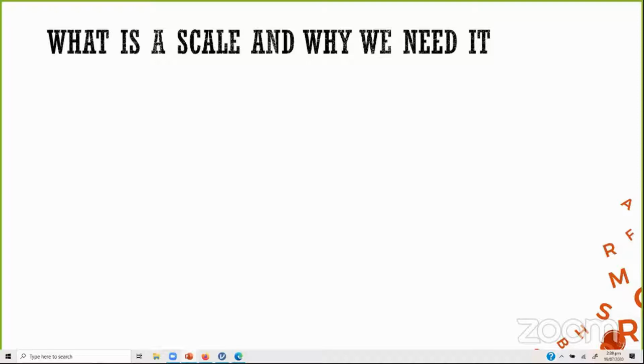In our last webinar, we did discuss how to develop a very basic scale for your use in a particular study. Today, we are going to look at much more detail as to how to develop a proper scale in a scale development study.